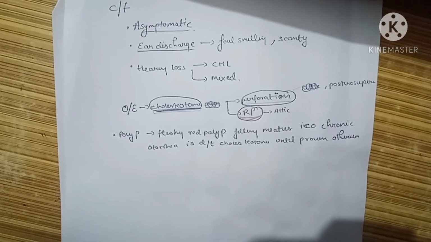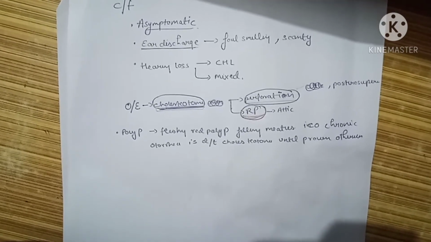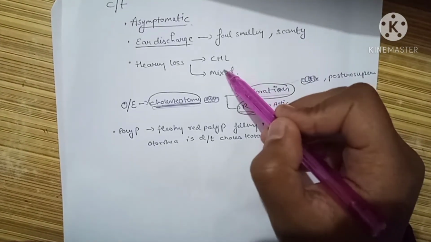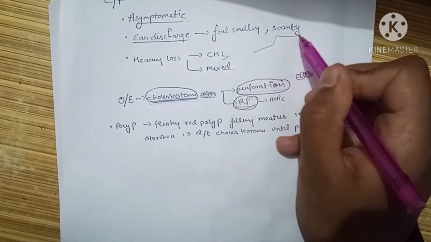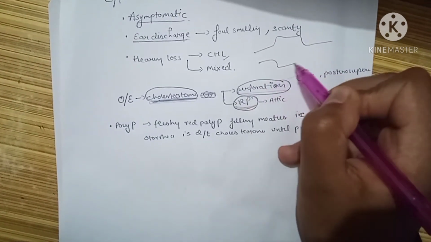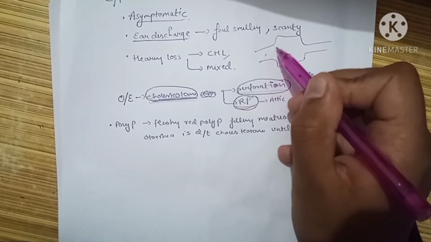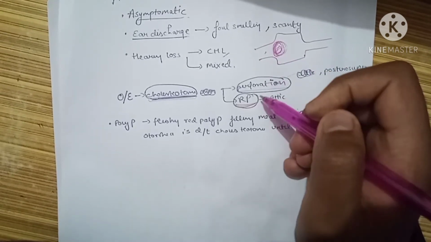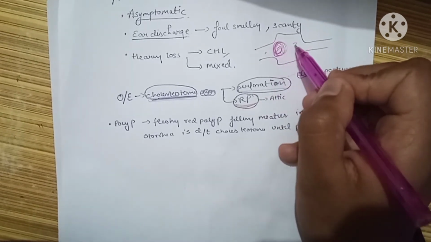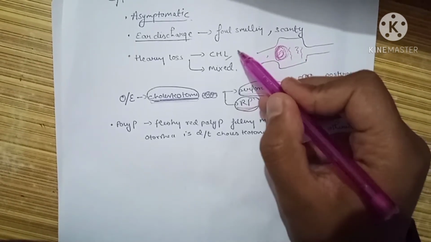The third thing is that there will be a hearing loss. Now it can be conductive or a mixed one. The conductive hearing loss is because cholesteatoma can itself block the middle ear. Means if this is our part of the middle ear and this is the external auditory canal, cholesteatoma can itself block the pathway, or otherwise it can cause ossicular necrosis. So this is the reason for conductive hearing loss.